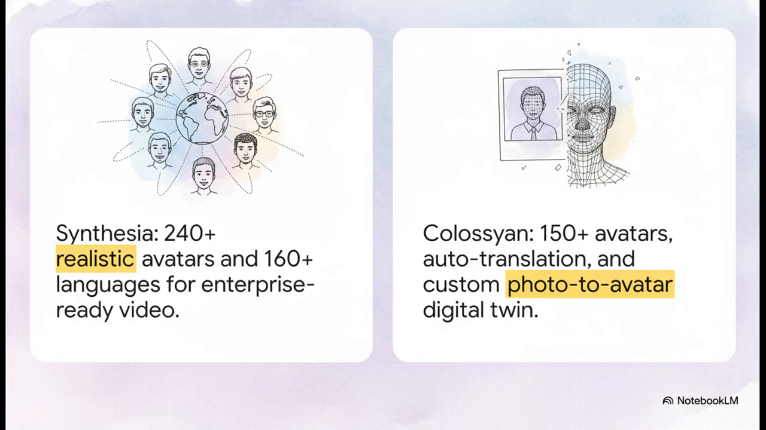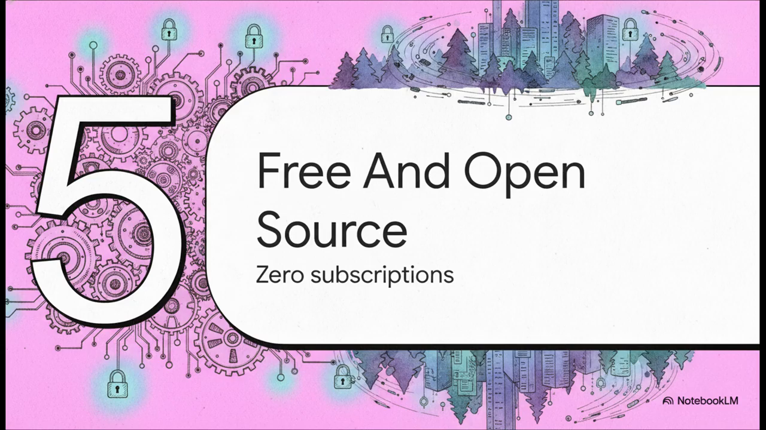When we compare the absolute leaders in this enterprise space, Synthesia and Colossian are the undeniable go-to platforms. Synthesia is flexing over 240 hyper-realistic avatars and 160 languages. It's a total powerhouse for global teams. But Colossian is right on their heels, with over 150 avatars, plus this really neat custom photo-to-avatar feature so you can build a digital twin instantly. This right here proves why they are so essential for scaling corporate training. Imagine updating a software training video in 3 different languages just by editing a text document and hitting render. It's a game changer.